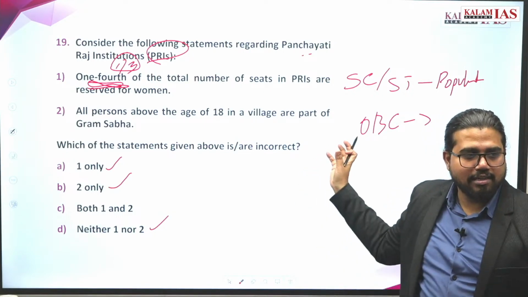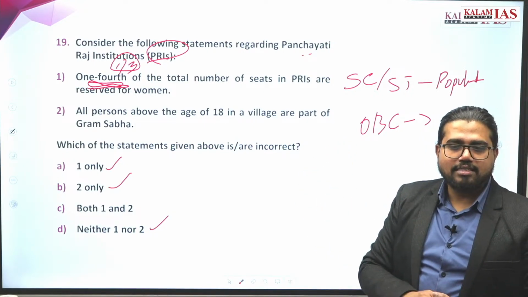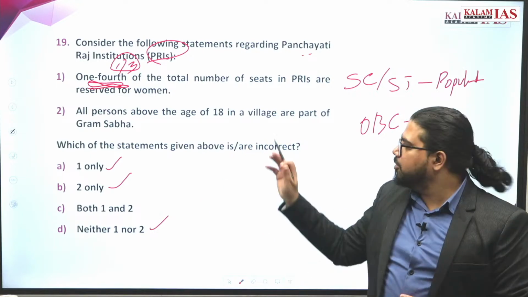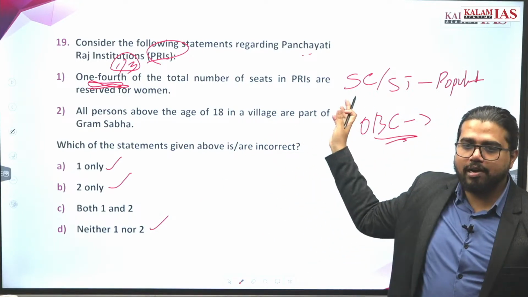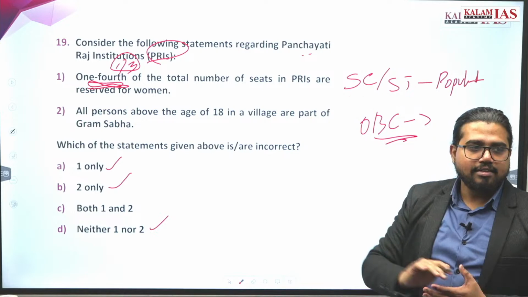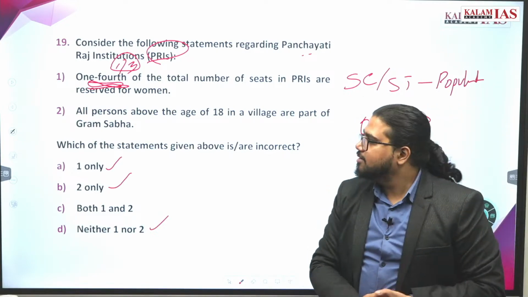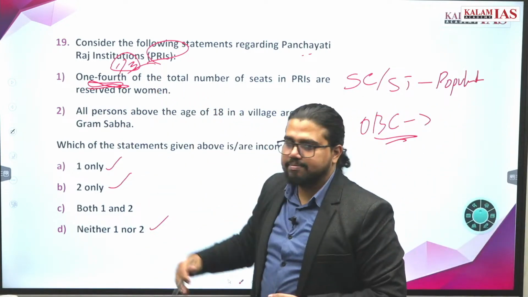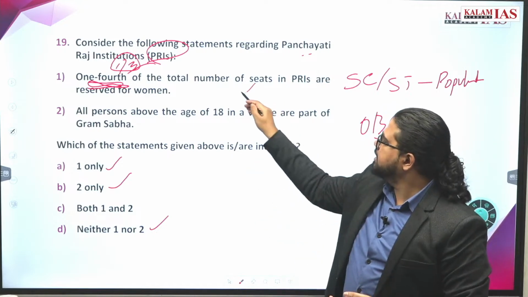OBC is being talked about. State can provide it if they want. It's not constitutionally mandated. But these two, women and SC/ST, you should provide it. And for women, it is 1/3. So the first statement is wrong.